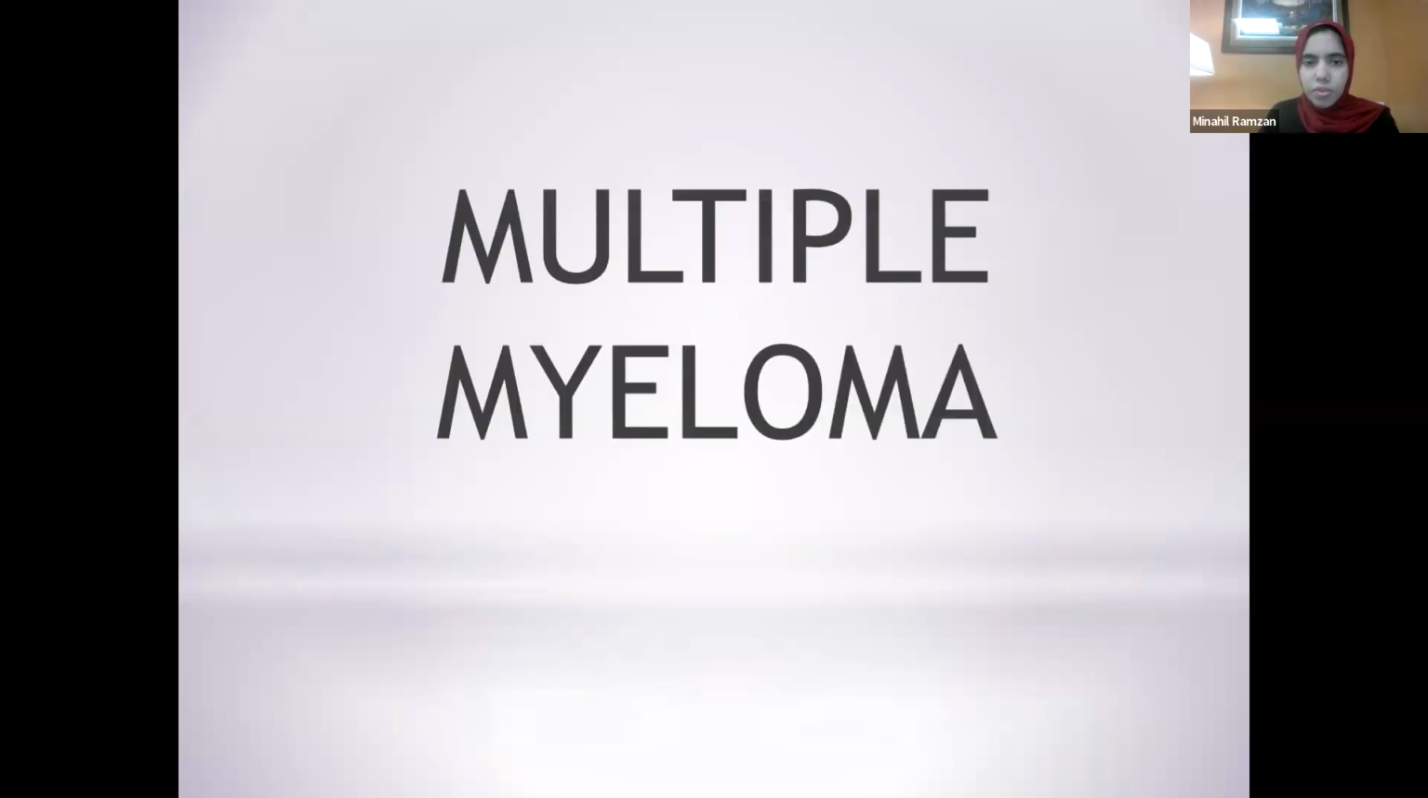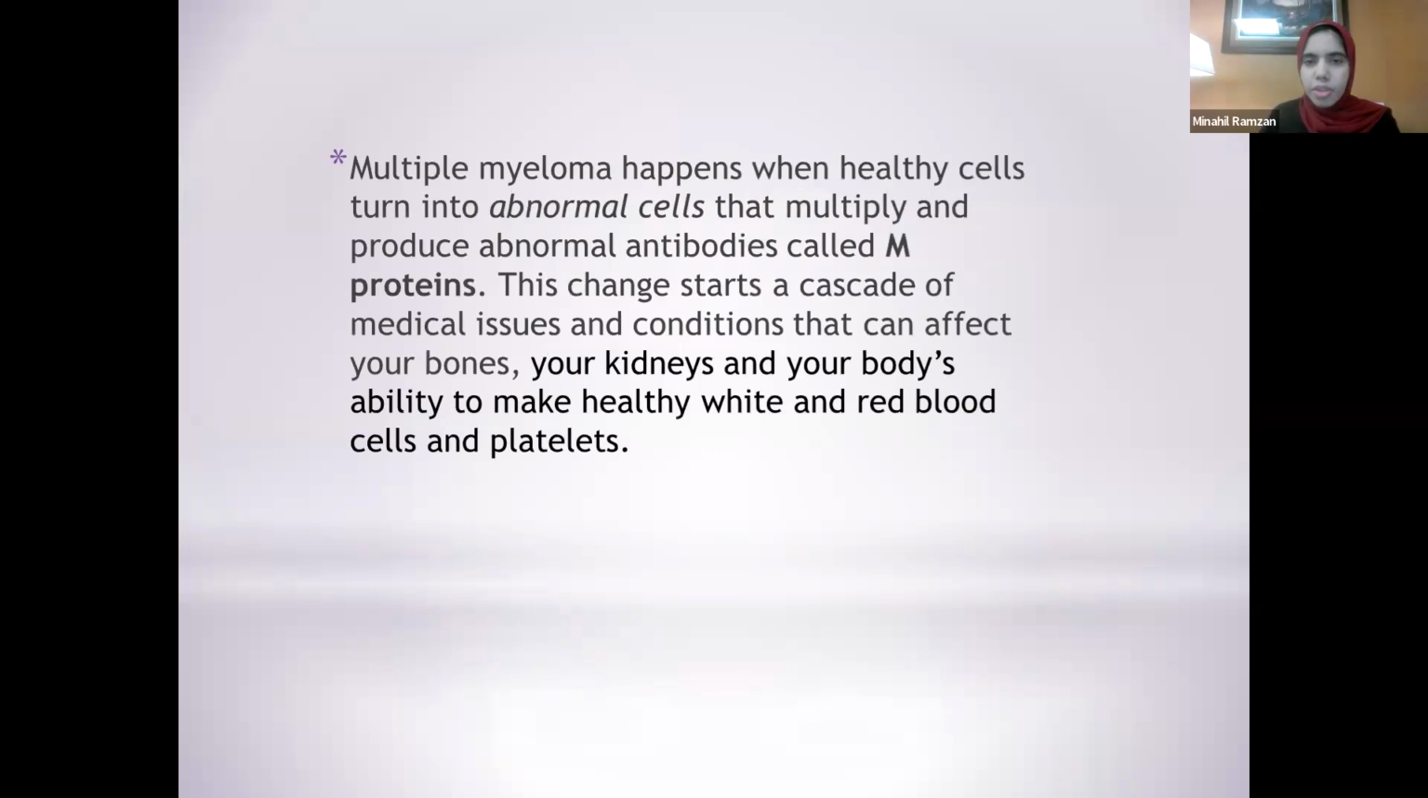So moving towards the pathophysiology of multiple myeloma, what happens is that our healthy cells convert into abnormal cells, and then they form antibodies known as M proteins. So what does this do? These M proteins are basically the main culprit, and they will go and attack your kidneys or bones and affect your body's white blood cells, red blood cells, and platelets.